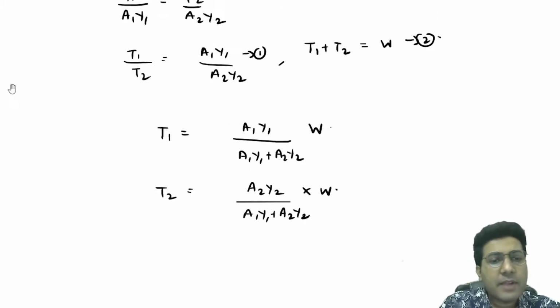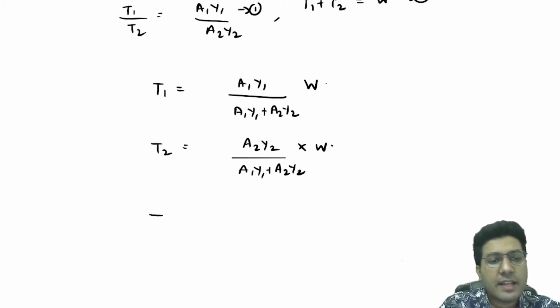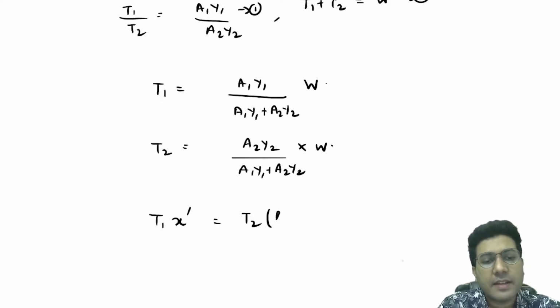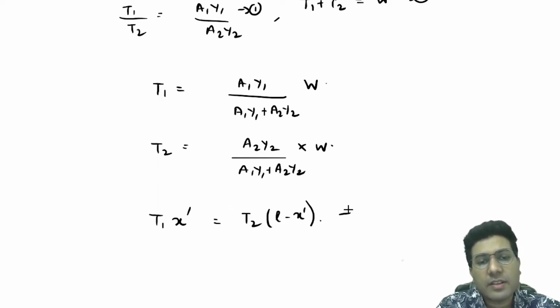And again you will write the torque equation as T1 x, so this time suppose it is x prime, is equal to T2 into L minus x prime. This is the torque equation. So from this you will get the value of x in both the cases.